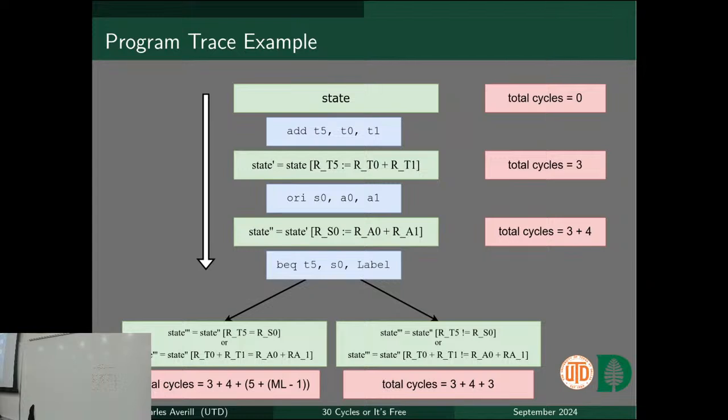One, where we have the same state double prime right here, but now we also have the information that T5 is equal to S0, right? But we also have another case where T5 doesn't equal S0. And in this last case, we can say that because the branch was taken, it took 5 plus ML minus 1 cycles. I'll get to what that means in a second, but the point is it's different from this other number of cycles. So if the cycles were the same in each branch, maybe this problem would be a lot easier, but branches take different amounts of time depending on if they succeed.